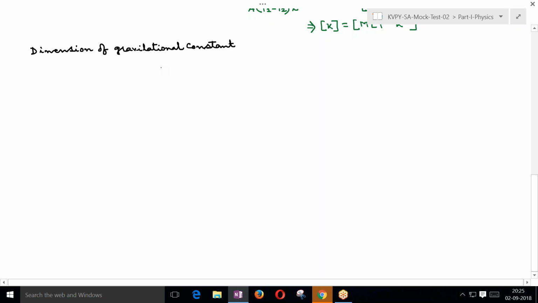Okay, so what we can write: force is equal to G into m1 into m2 divided by r square. What we want to find is G. G is equal to force into r square divided by m1 into m2. So now let's see what is the dimension of G.